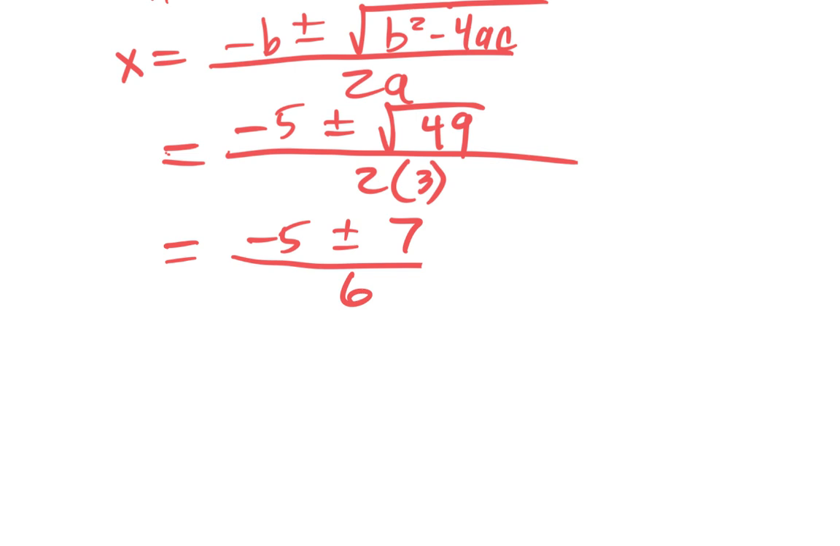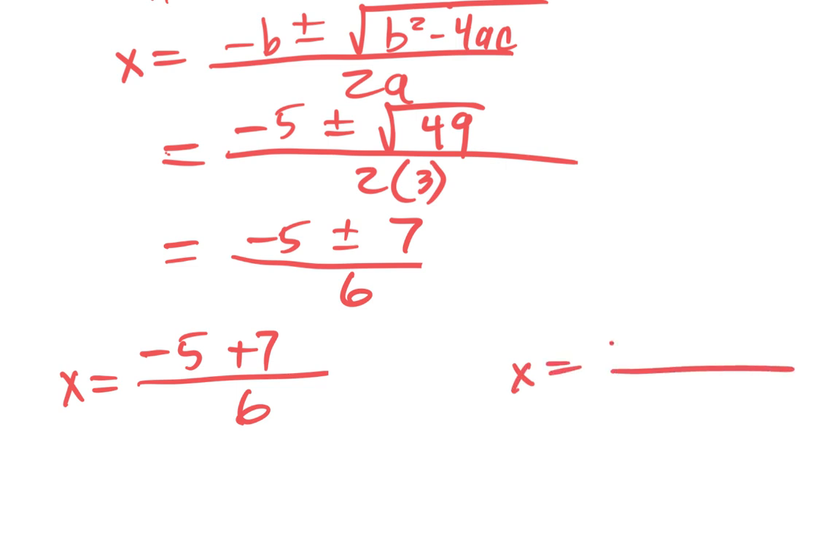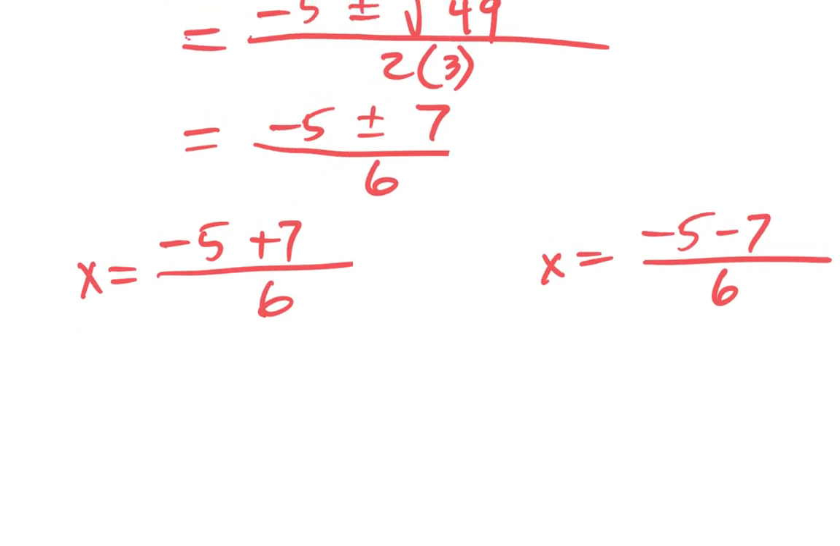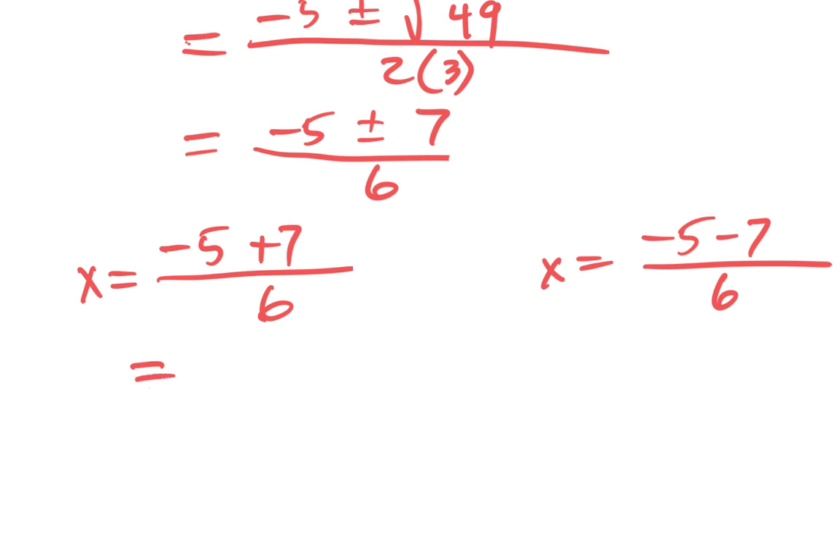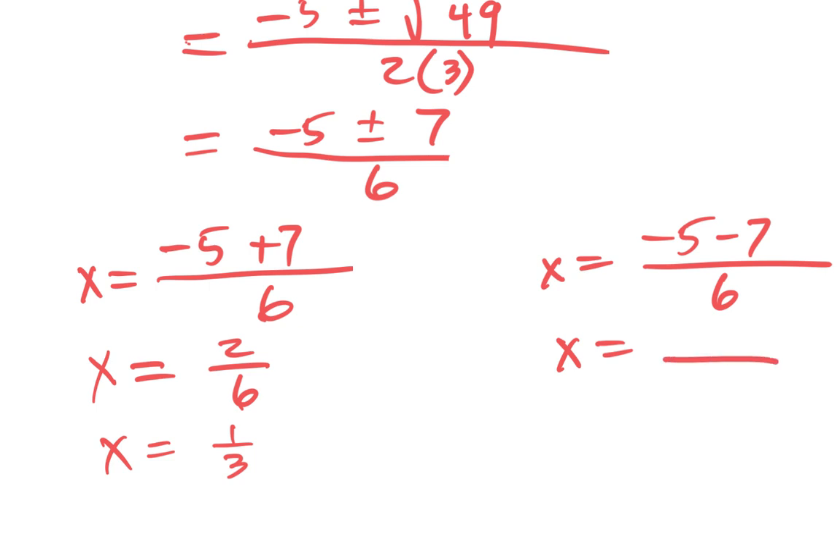So I'm going to make two equations now. x equals negative 5 plus 7 over 6, and x equals negative 5 minus 7 over 6. Negative 5 plus 7 is going to give me a positive 2 over 6, which I know reduces to 1/3. And over here, x equals negative 5 minus 7. That is negative 12 over 6, and I know that reduces to negative 2.